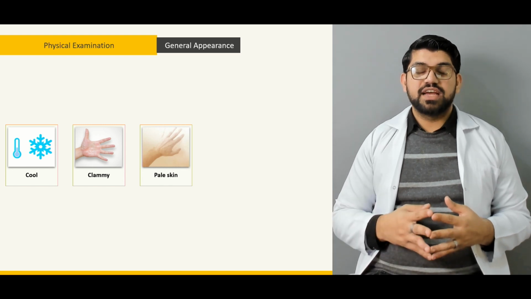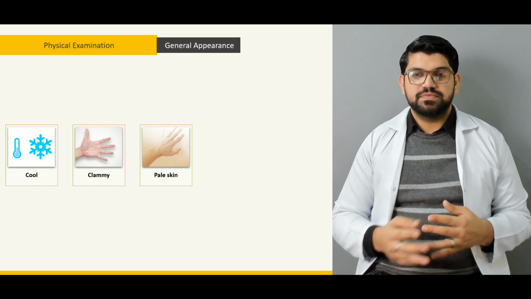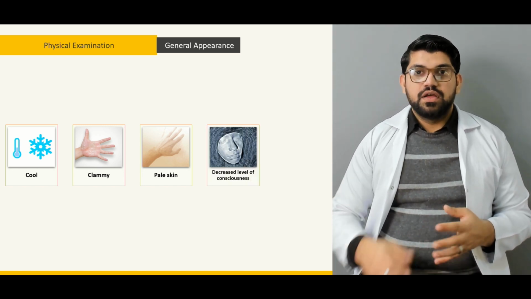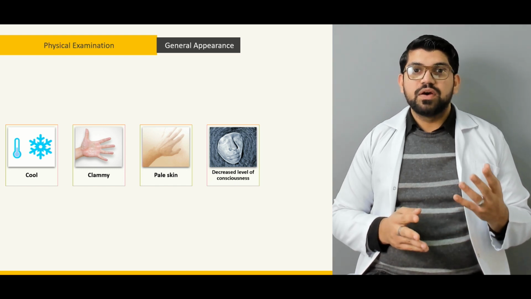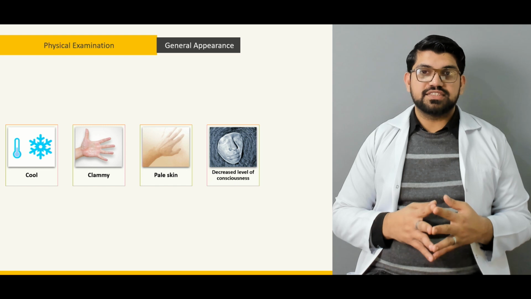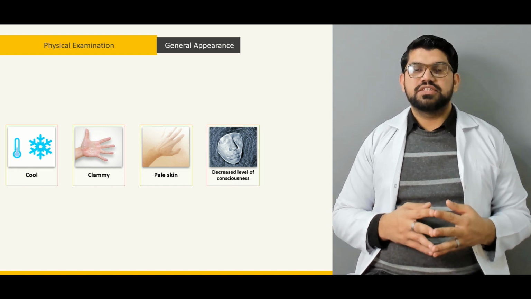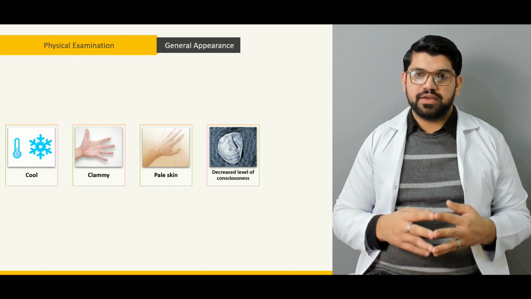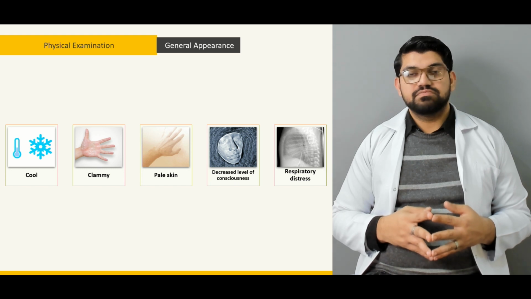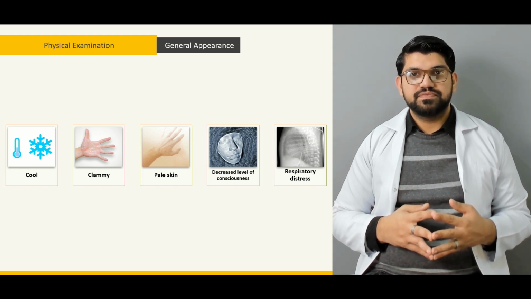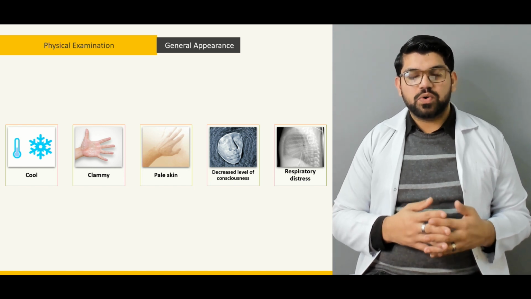Pale skin. Signs of blood loss. Anemia. Altered mental status. Low GCS. Mind you, with a low GCS of less than 7 or less than 8, what you have to do? Intubate the patient. Protect the airway. Respiratory distress. Signs of MI. The patient can present to you with chest pain and ongoing GI bleed.